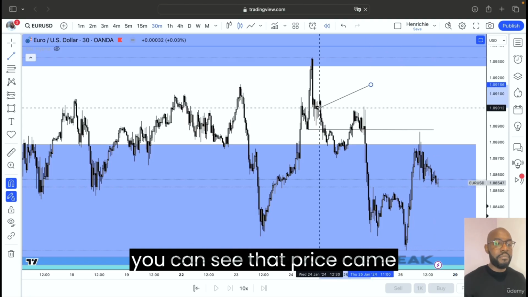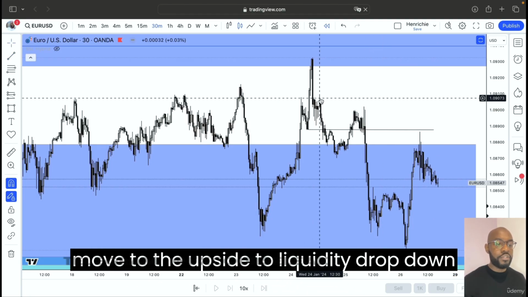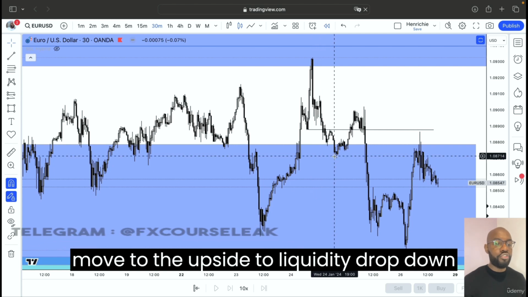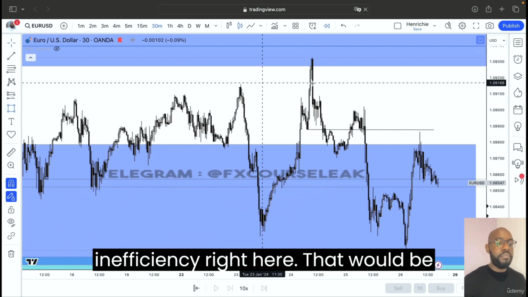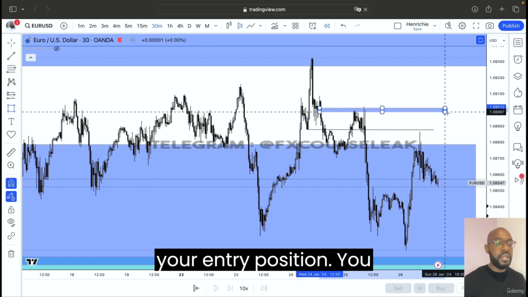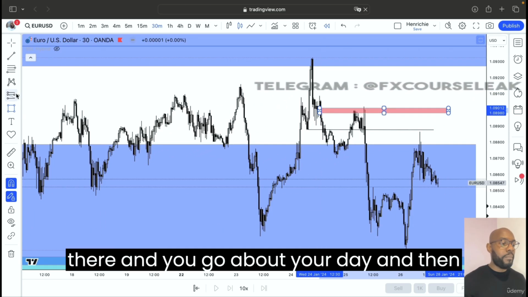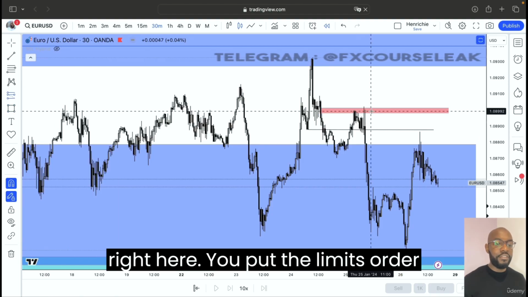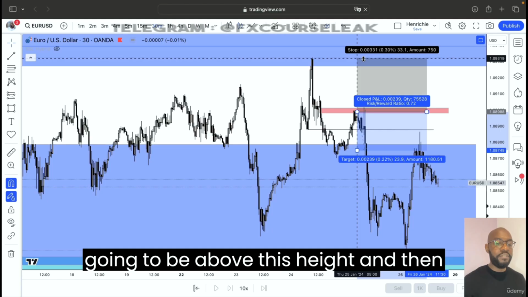You can see that price came into this position. We had this impulse move to the upside, took liquidity, dropped down, breaking structure. We have an inefficiency right here. That will be your entry position. You just put your sell limit order right there, and you go about your day. And then right here, you put the limit order. And then your stop loss is going to be above this high.